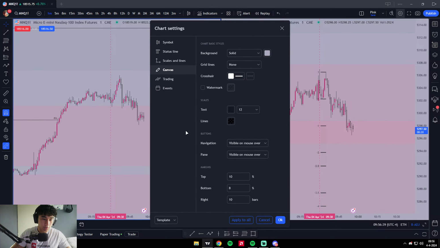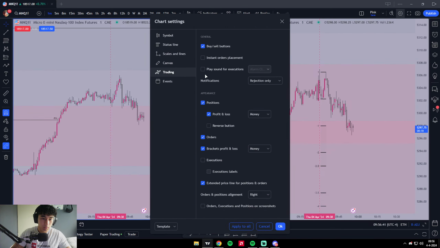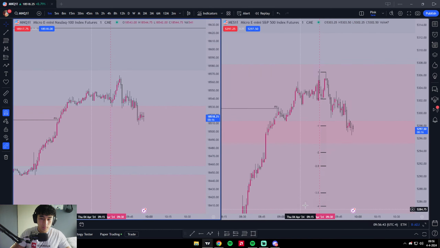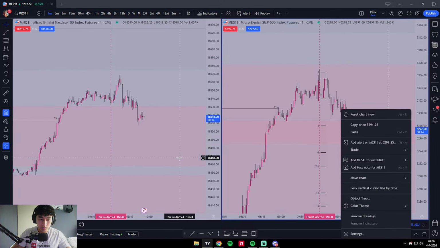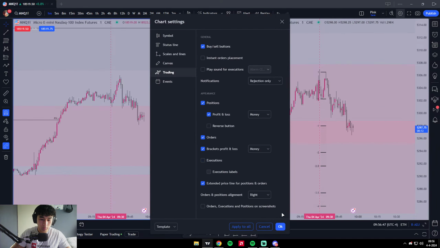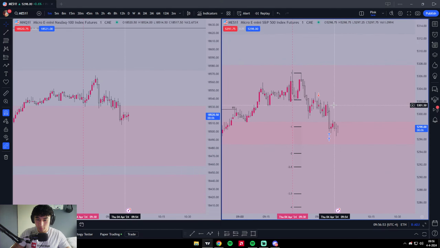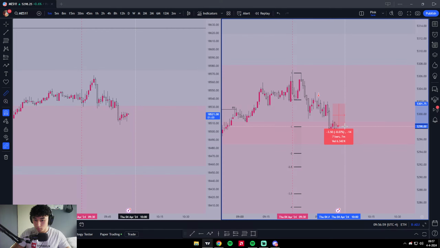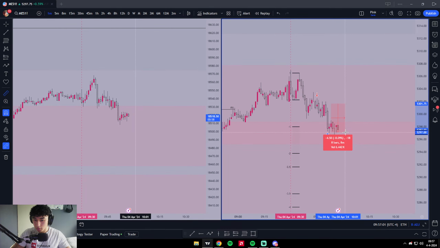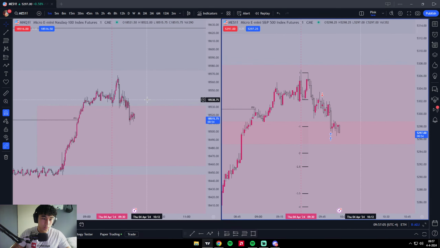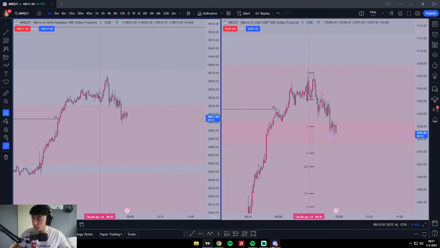So a nice little trade there. Oh wait, that wasn't. So I think that's a 5-handle run there. Not even a 5-handle run, so really small scalp.